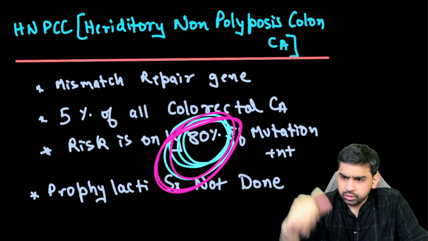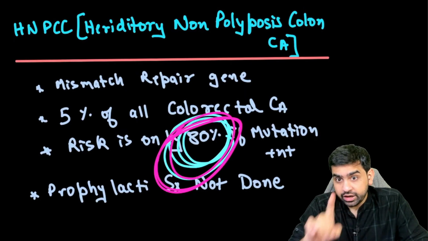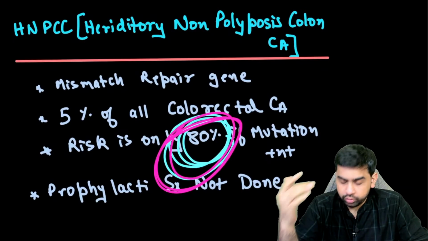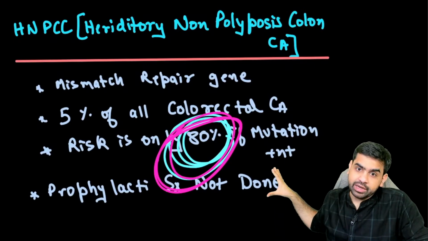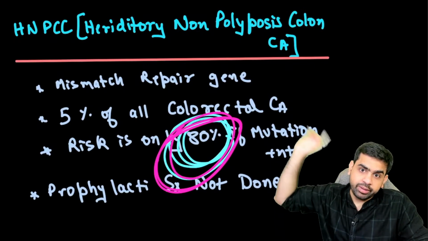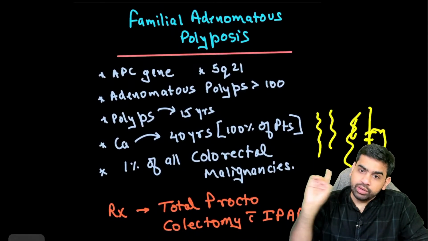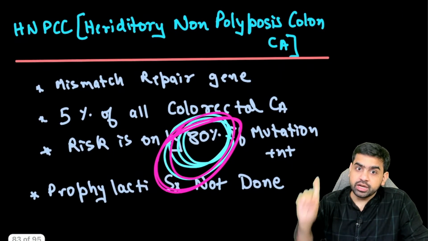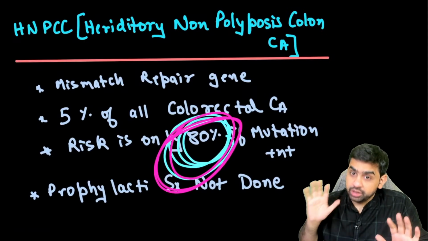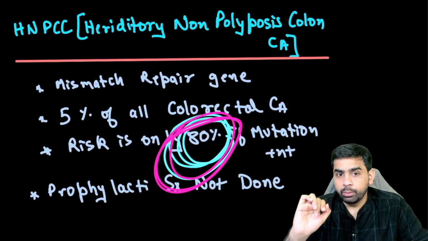So will you advise me a prophylactic surgery over here? The answer is no. Prophylactic surgery is not done in the HNPCC. What you basically do is you put the patients on surveillance. Out of all the colorectal malignancies, how many of them are contributed by this HNPCC? 5%. In the FAP syndrome, only 1% was contributed by the FAP syndrome. Out of all, 5% is contributed by the HNPCC. But still, in the HNPCC, you do not advise the patients to undergo a prophylactic surgery.